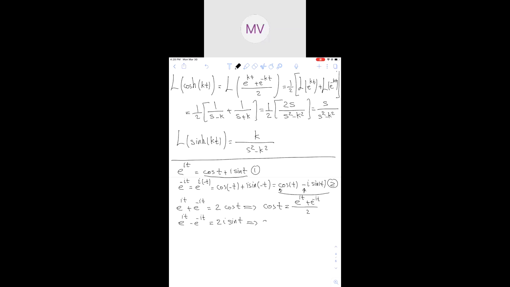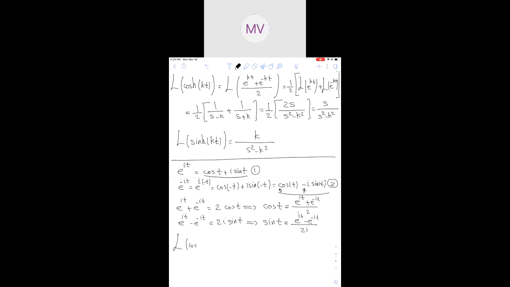Now, to get sine by itself, you divide by 2i this time, so be careful about that. It's e to the it minus e to the negative it, divided by 2i. All right, now we're going to use this to find Laplace of sine and cosine. Let's start with Laplace of cosine.